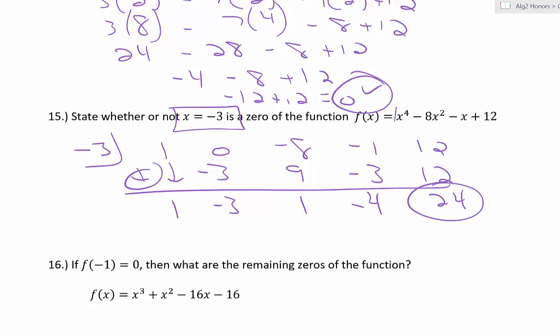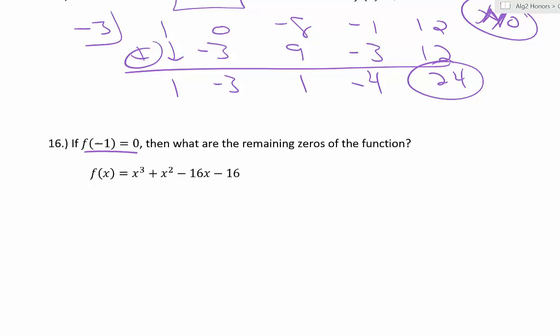Okay, so I get a remainder of 24 here, so this is no good unless I messed up the signs. Let me just double check. 1, negative 3, add them up. I get 1, I get negative 3, negative 4. Oh, nope, so that one is not. So nope, no thank you.